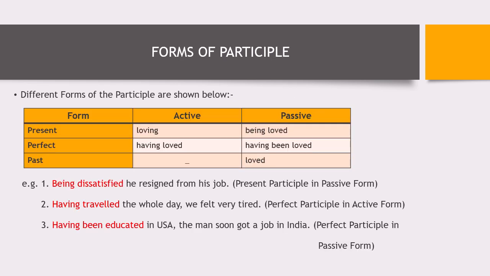Forms of participle. Different forms of the participle are shown in the table. For example, 1. Being dissatisfied, he resigned from his job. Present participle in passive form. 2. Having traveled the whole day, we felt very tired. Perfect participle in active form. 3. Having been educated in USA, the man soon got a job in India. Perfect participle in passive form.